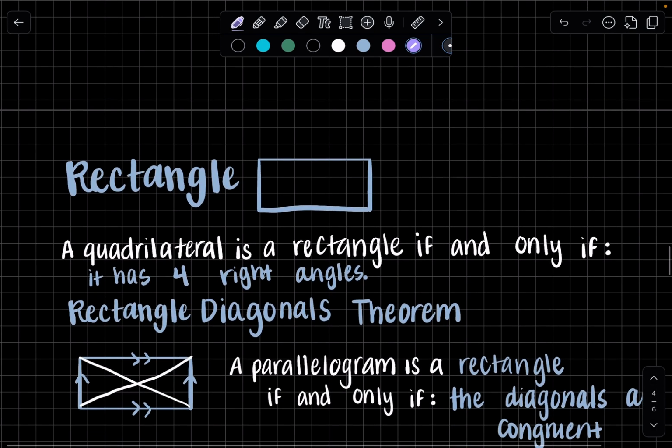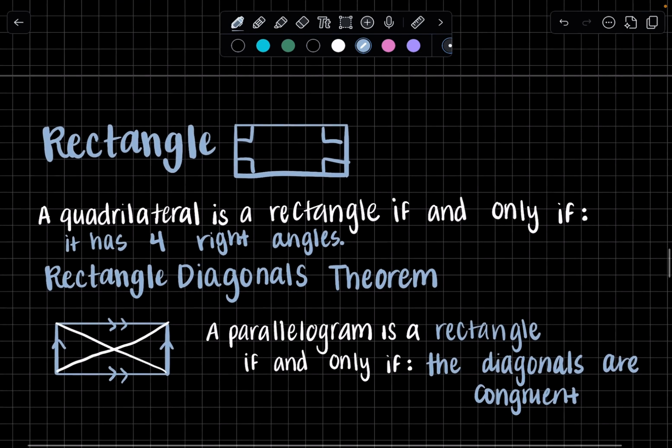The next shape we're going to look at is a rectangle. A quadrilateral is a rectangle if and only if it has 4 right angles. That seems super simple, but it's important for us to know that in order for something to be a rectangle, it has to have 4 right angles.